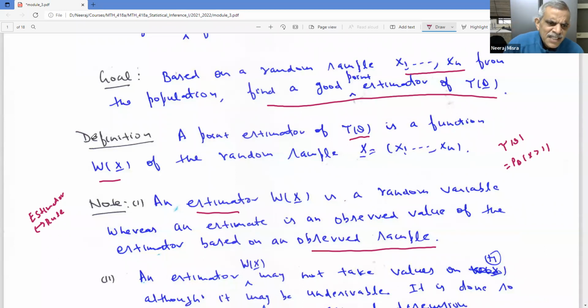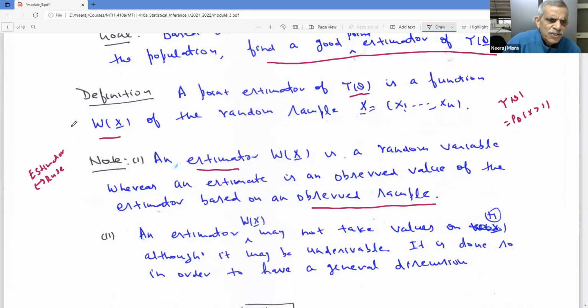But here I have considered a general definition of an estimator, so that my estimator can take values outside that also, outside the range of tau(theta). But as you will see, we will take care of that through other criteria. That means I would be choosing only those estimators which are close to tau(theta). So if it is falling outside the range of tau(theta), it would, with high probability, anyway get discarded. So just for a general discussion, I do not want to restrict my W(X) to be taking values in the range of tau(theta) only.